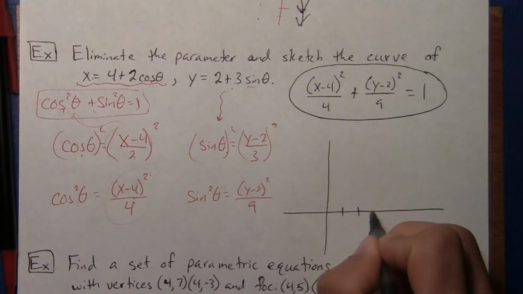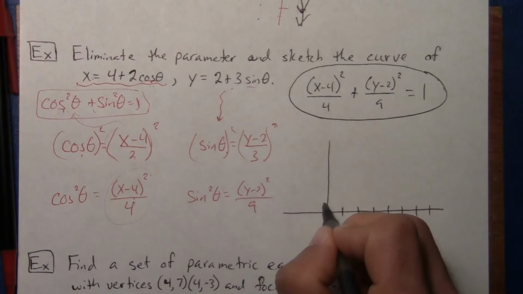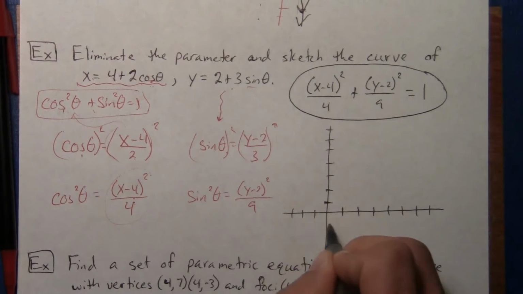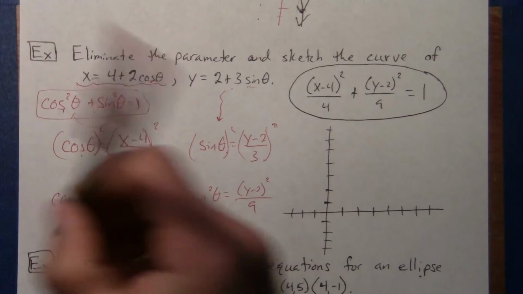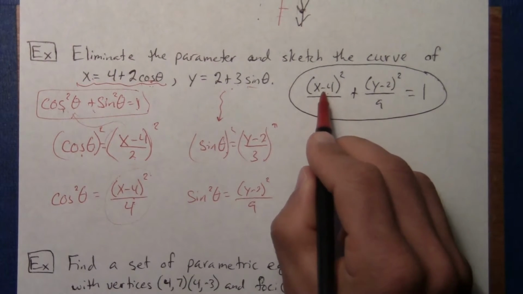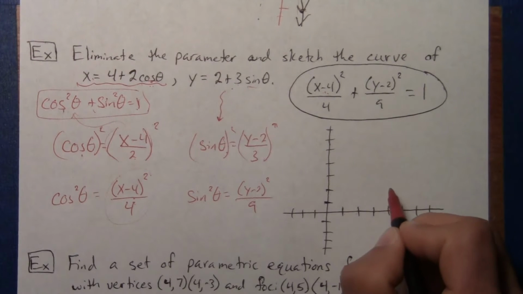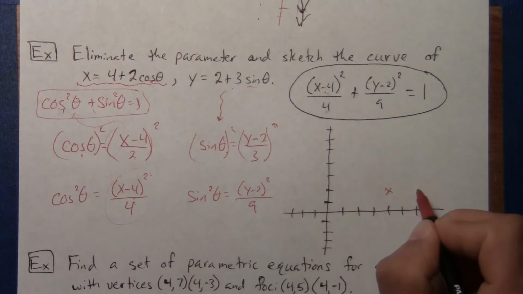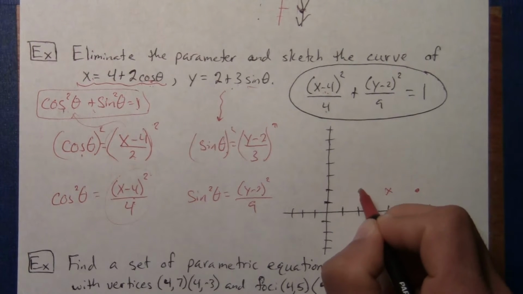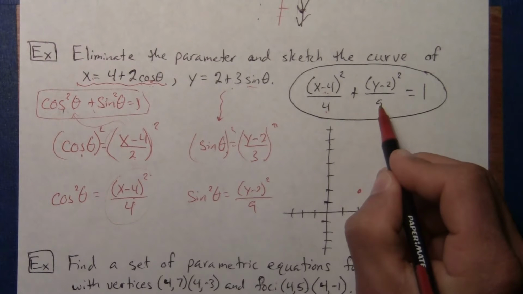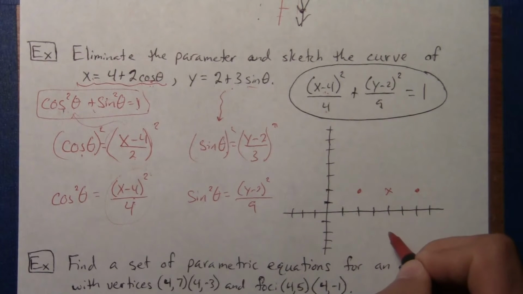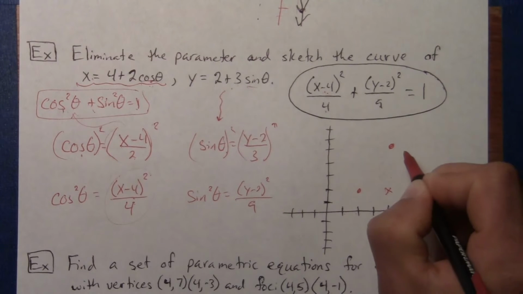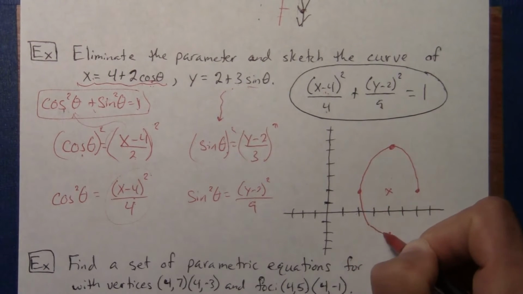go ahead and give yourself some tick marks here. Alright, it's just an ellipse, so the center looks like it's at (4, 2), so 1, 2, 3, 4, 1, 2, there's the center. The denominator under x is 4, so take the square root, I would move 2 to the right, put a point, 2 to the left, put a point. Denominator underneath y is 9, take the square root, I would go down 1, 2, 3, and up 1, 2, 3, and then there is my oval shape.